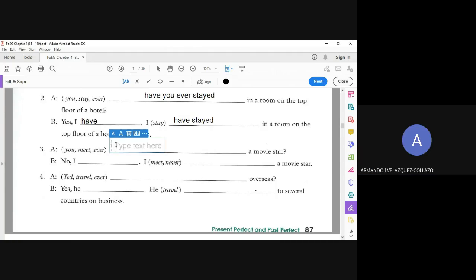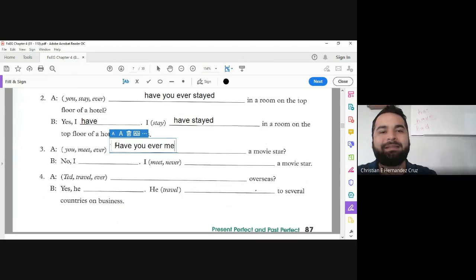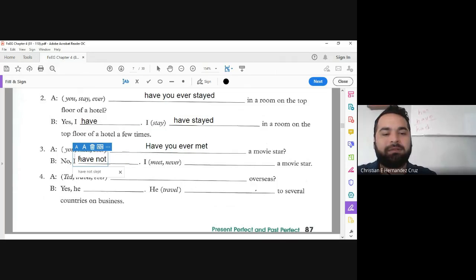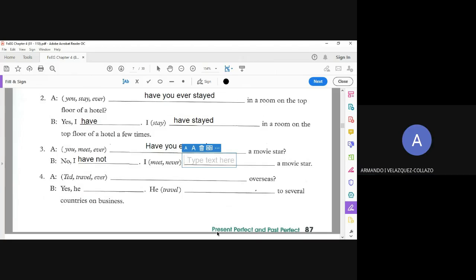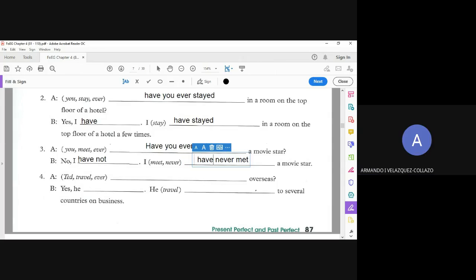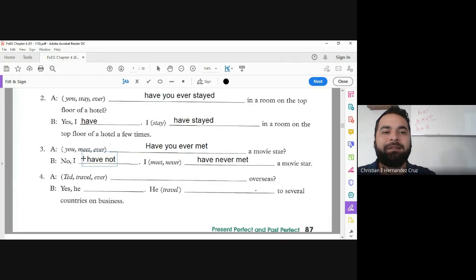Number 3, you meet ever a movie star? Have you ever met a movie star? Fantastic. There you go. No, I have not. And I have never met a movie star. Okay, fantastic. Is that true though? Have you ever met one? I have not. Oh, that's too bad.